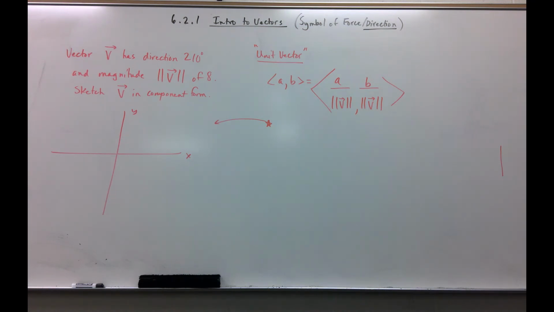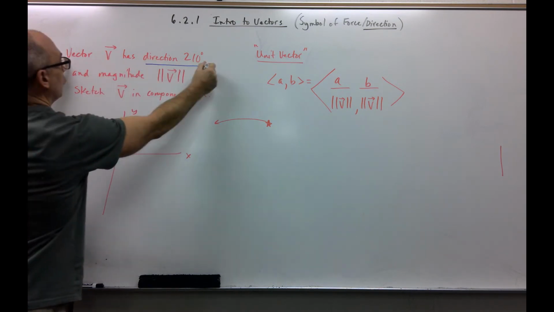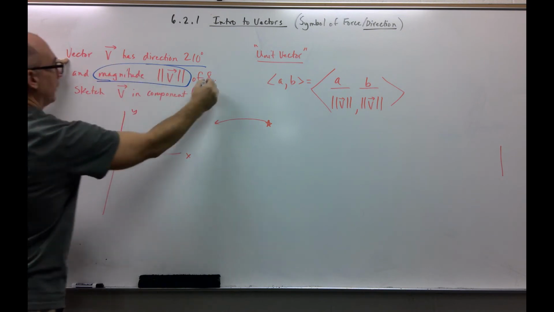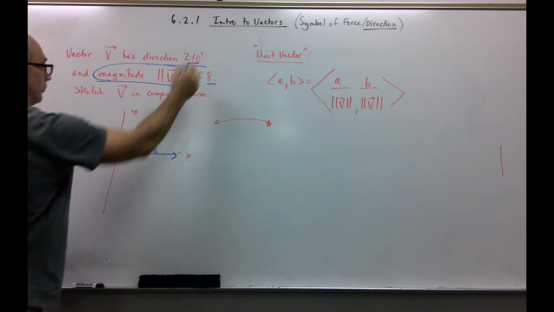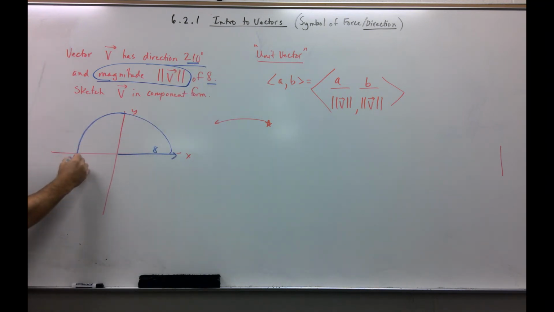All right, so we're moving ahead. Vector B has a direction of 210, magnitude of 8. So we're going to make this 8. We're going to flip it 210. That means positive. There's 90, there's 180, another 30. Be accurate with your drawings, you guys. And there it is. Okay, it says sketch it in component form.